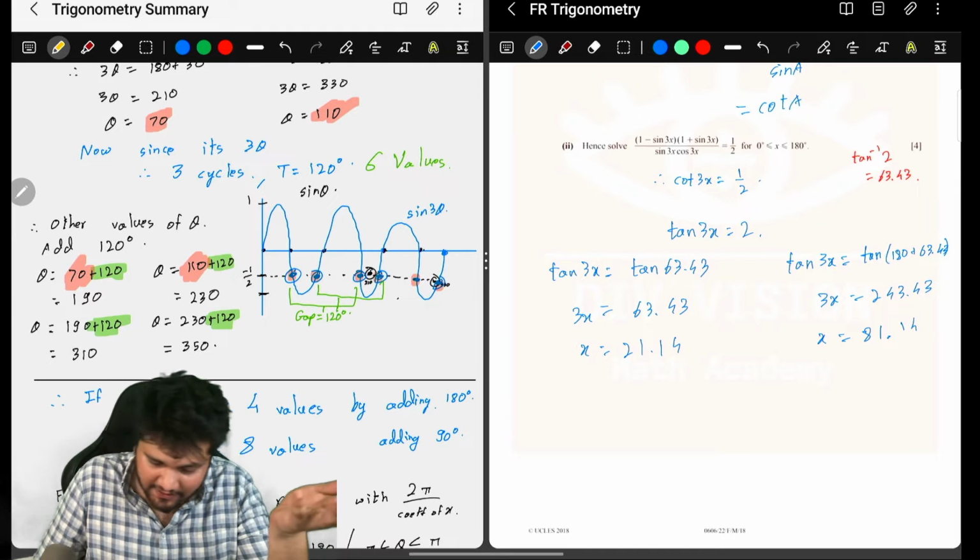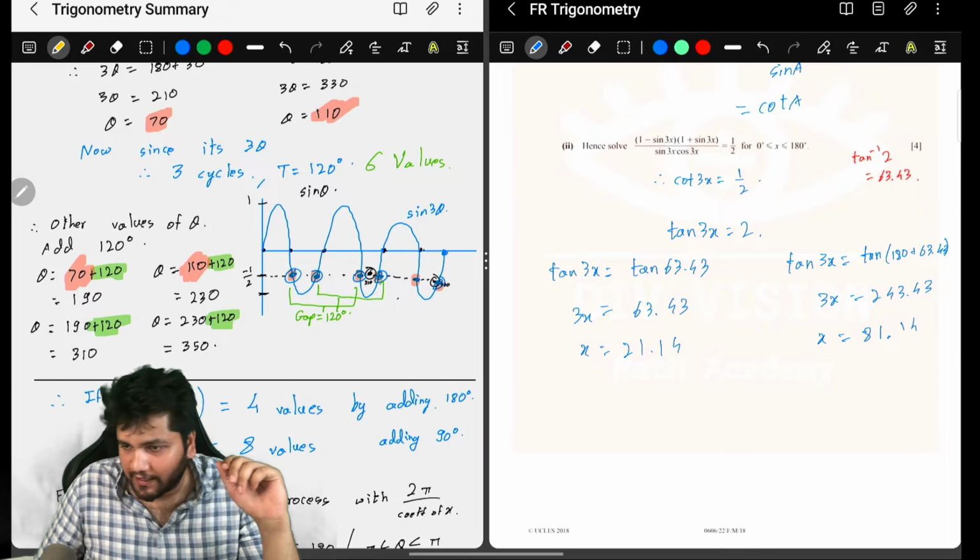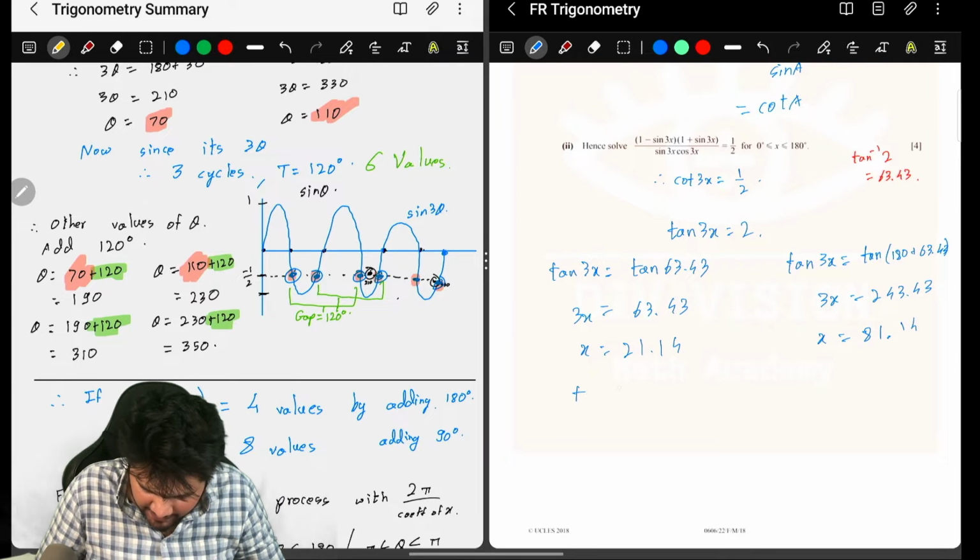Now these are the values we will get, the first values. Now for the other values, since it is 3x, that means we are going to add 120 degrees to get the other values. So we'll keep on adding 120 degrees. So if I add 120 again to this, I'll get 141.14.